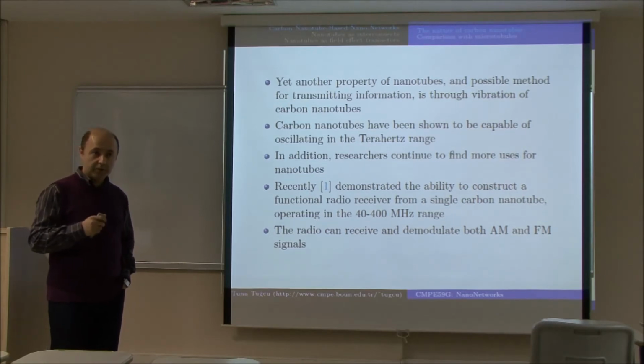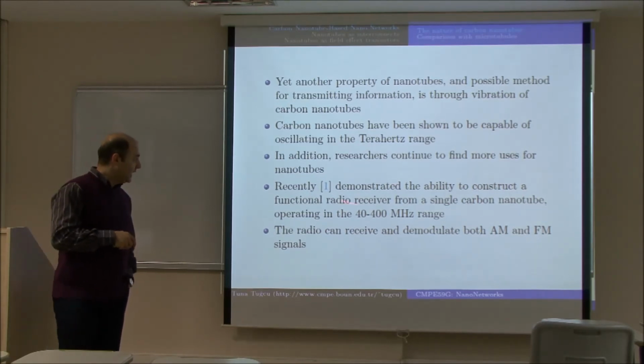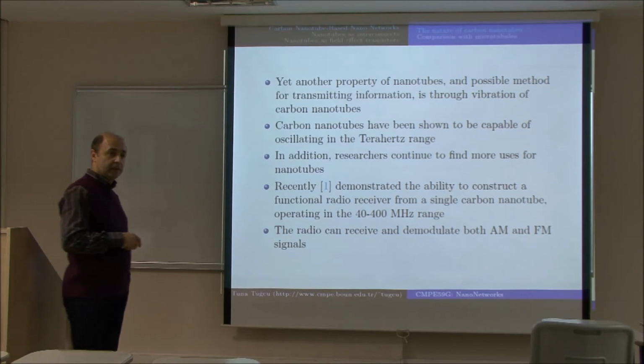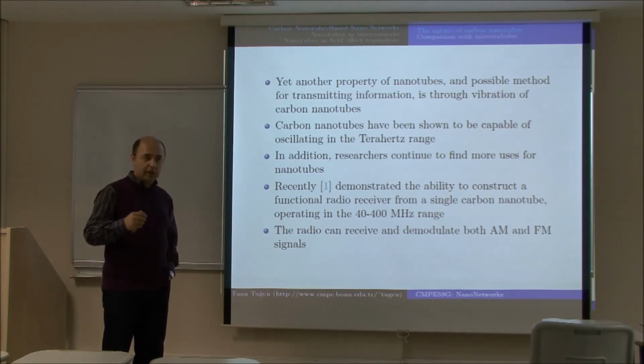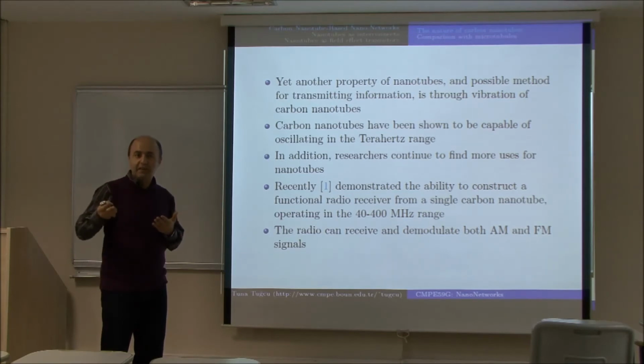This is important because this radio receiver is operating at the frequency band I can use in my daily radio devices, and the radio devices I have at the moment. So that means it can work as a gateway between the human scale and the nanoscale.